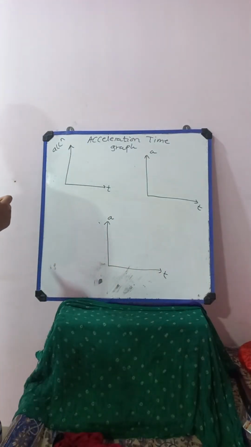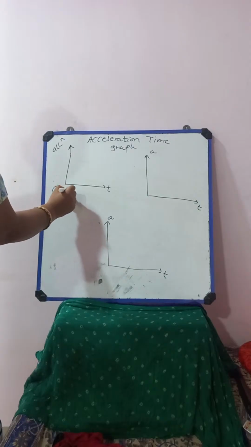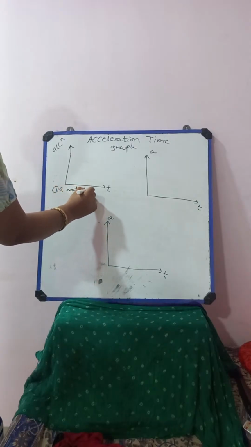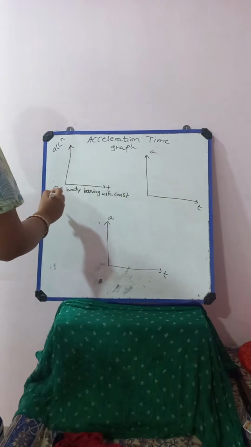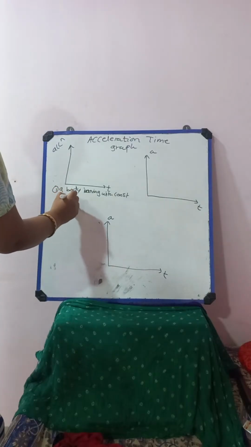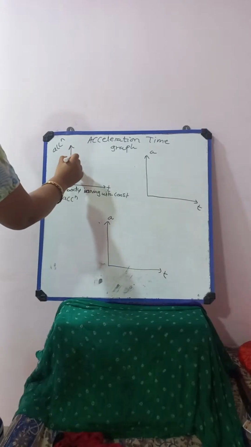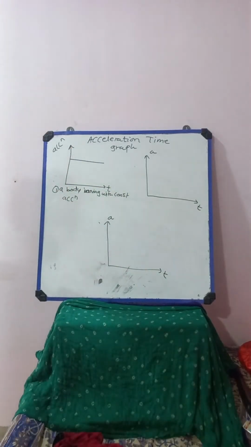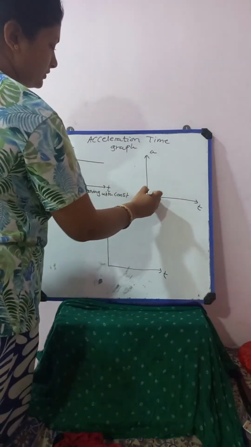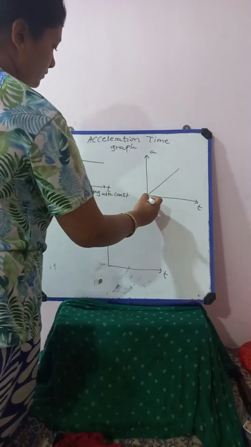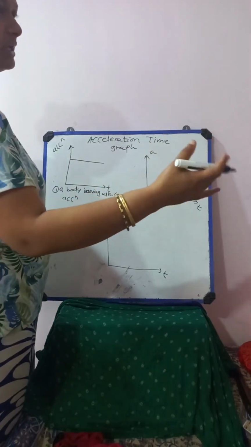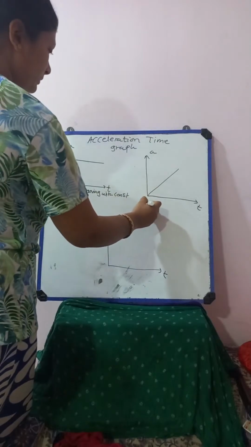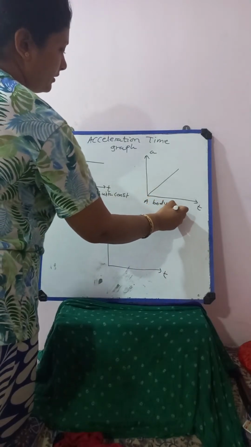So first we are taking a body moving with constant acceleration. If a body is moving with a constant acceleration, then you will get a straight line graph, and if an object is moving with increasing acceleration, then you will get a linear graph. So linear means in first hour 1 kilometer, in second hour next 1 kilometer, like that.